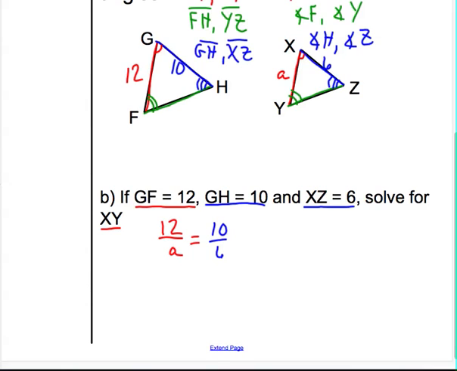So once we have our proportions set up, we cross multiply. 12 times 6 is 72, equals 10 times A. And we divide both sides by 10 to solve. Now remember, when you divide by a multiple of 10, you just move the decimal place however many zeros you have. So my decimal point is past the 2 to the right side of the 2. I have 1 zero, so move the decimal place 1 place to the left, and my answer is 7 and 2/10.